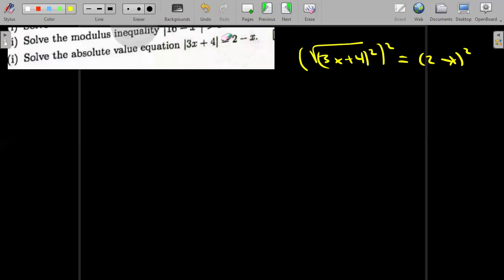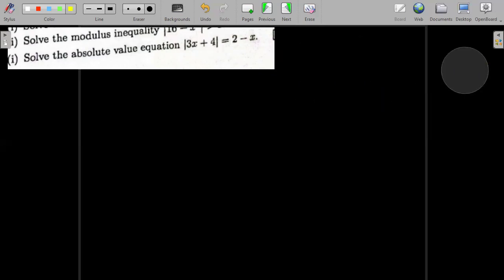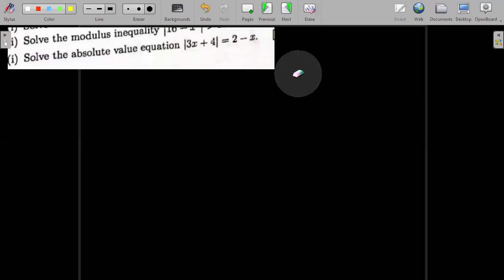But now, for this question, we use a different approach. We'll solve this equation by graphing. We use the graphical method to solve this equation. So to solve this equation using the graphical method, you must first graph this part and then the other part.